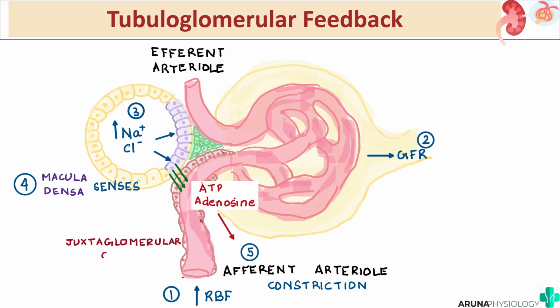Secondly, it will also act on the juxtaglomerular cells to decrease the amount of renin, so that again the BP can be brought to a lower level. So this is one mechanism. This is another mechanism by which the kidney or the nephron ensures that even if the BP is more, the renal blood flow and the GFR is normal.